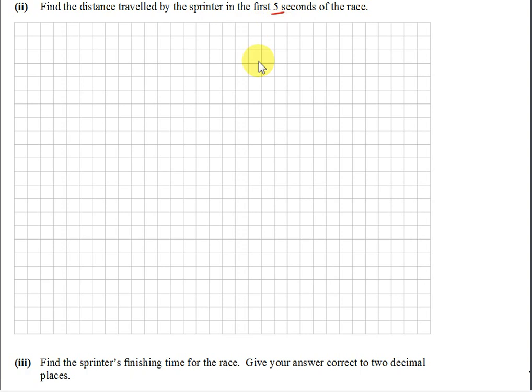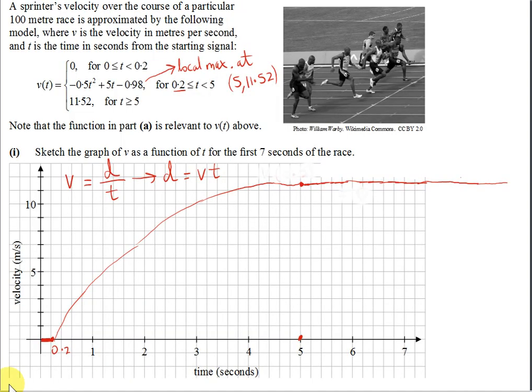So here we're interested in the first 5 seconds. So we have to get the area under the velocity time graph from t equals 0 to t equals 5. This area. Of course, the area under this piece here is just 0 because the athlete wasn't moving. The athlete was stationary for the first 0.2 of a second. So what we're doing is integrating the velocity with respect to time. So it's v times dt. So the dependent variable is v, the independent variable is t.